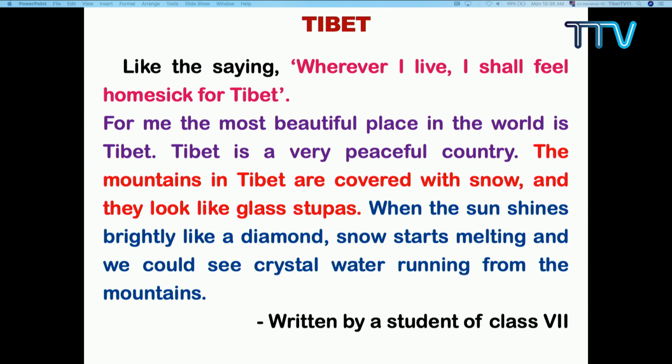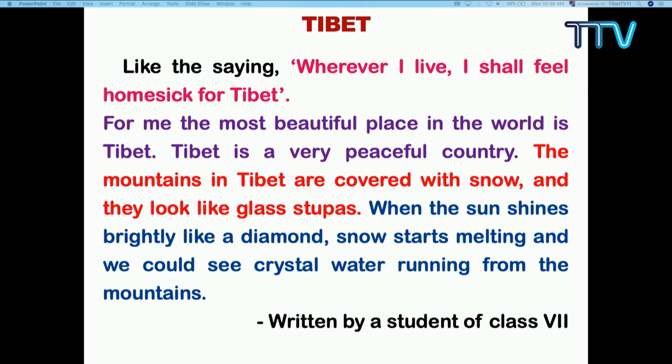So, what type of literary device is used here? The senior students might be able to understand that, right? The simile, we will discuss later. So, then you have the next part, when the sun shines brightly like a diamond. I particularly like this. So, a lot of literary devices are used here. The shining of the sun here is compared to a diamond.